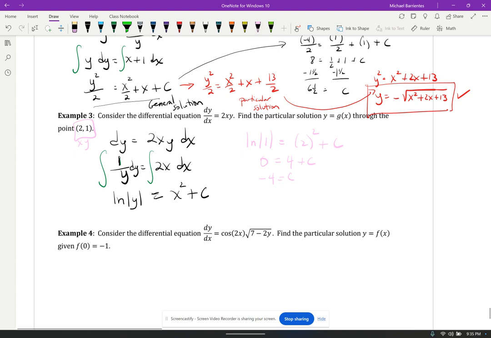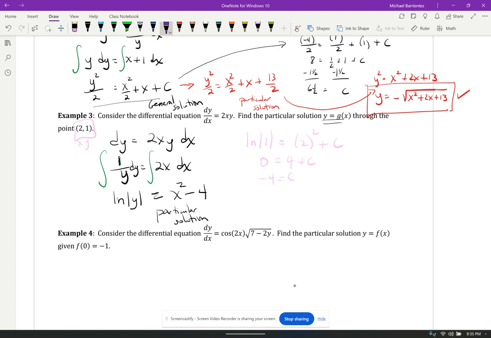I can now go away from the general solution, and this is the particular solution we're looking for. However, it's not in the format y equals a function of x. So I need to solve for y and get the y by itself. But it's inside of the natural log.